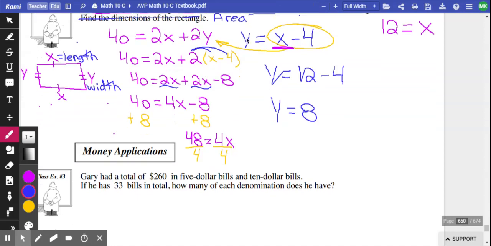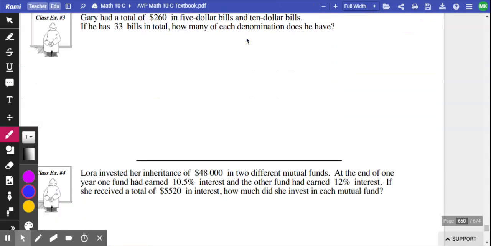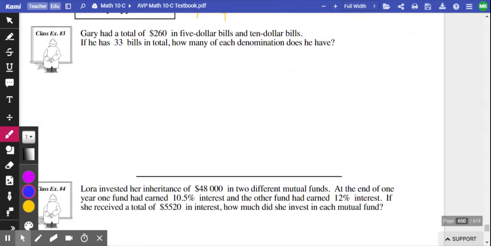Awesome. Money questions. Money questions are my favorite because I think they're actually kind of applicable. Again, they'll get more complex in the future. We'll start off with Gary, and then we go into an investment question. So, reading the money questions, you're going to get 2 equations, right? This is the system of equations. Usually, each sentence is an equation. We'll see if that works out again for us.